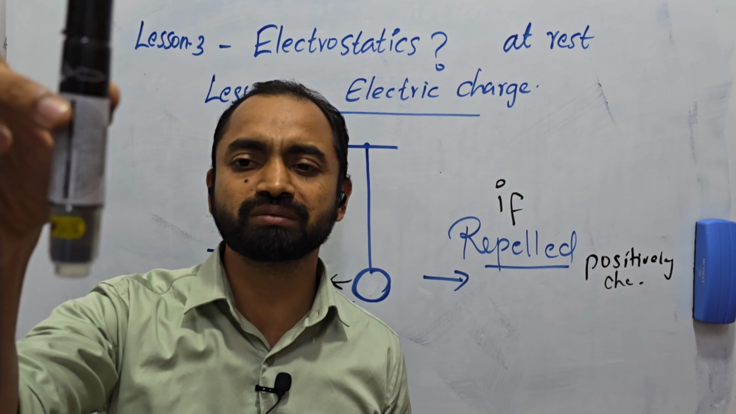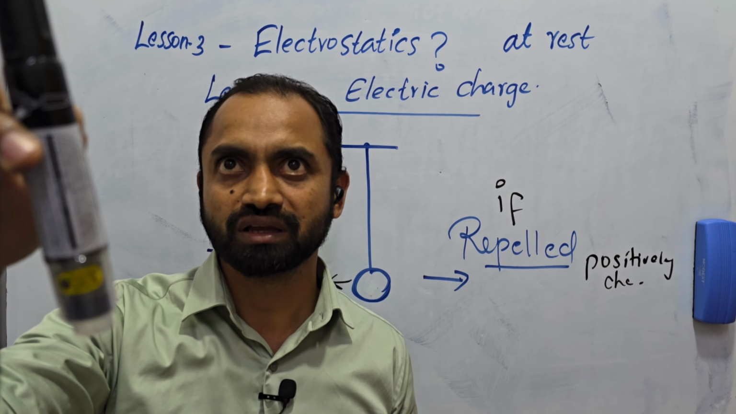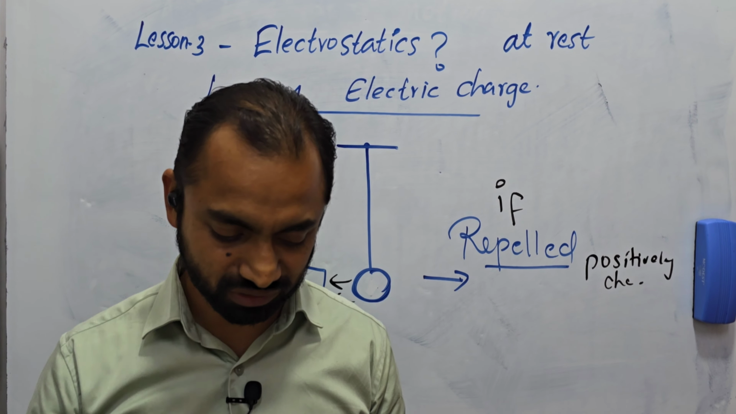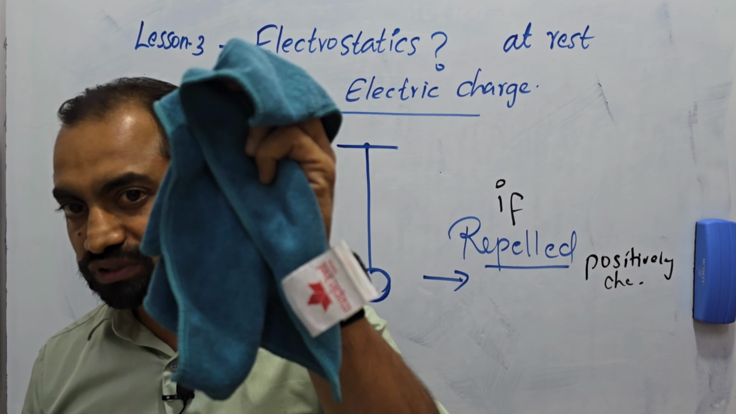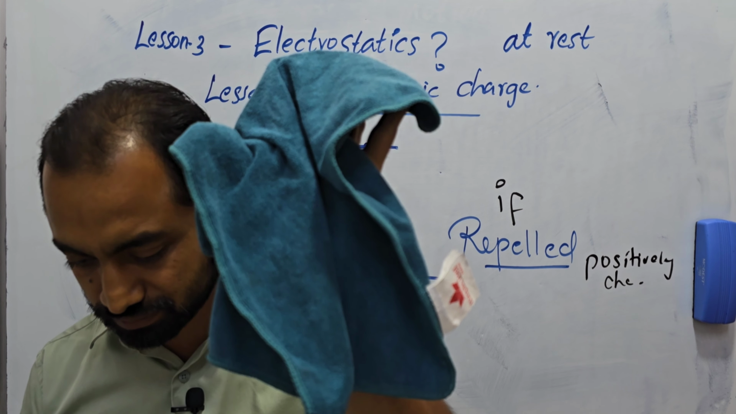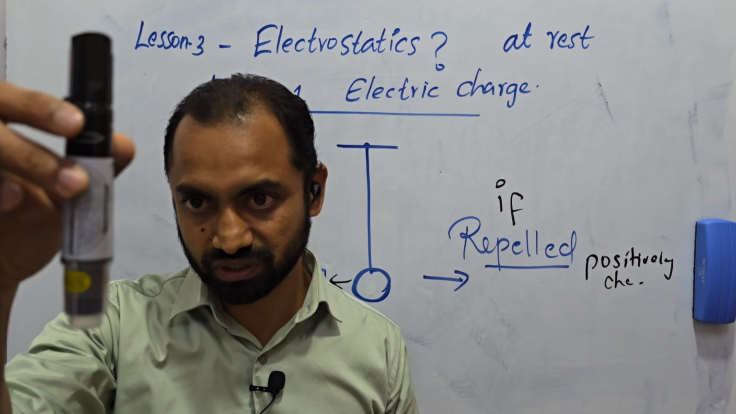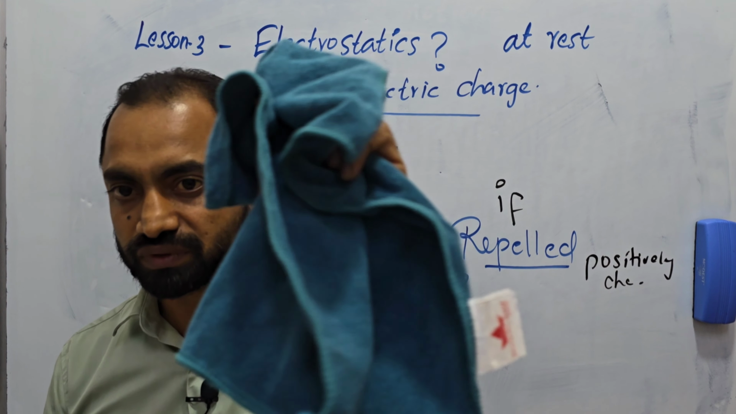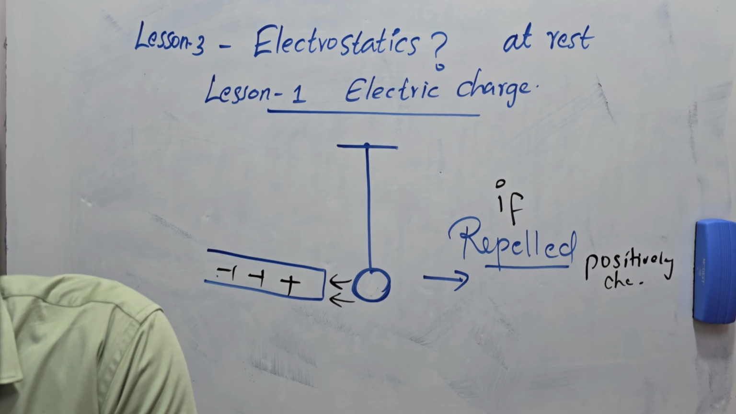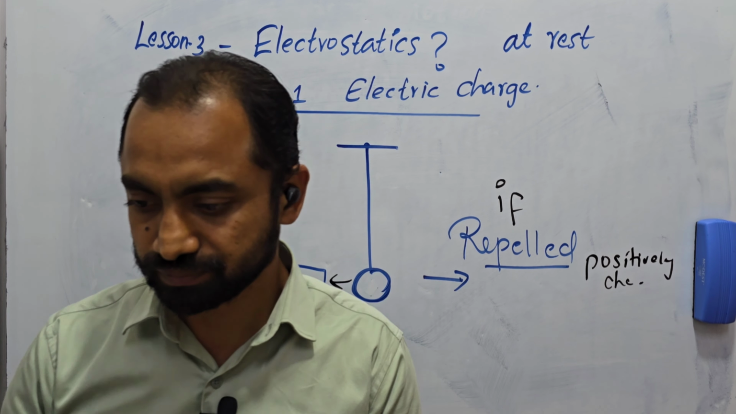Why does the rubber rod become negatively charged? Yeah, it collects electrons from the cloth, right? Why does the wool become positively charged? It lost electrons. This one gained electrons, negative charge. This one lost electrons, positive charge. Okay, very good. Then next, Islam, question number 4.